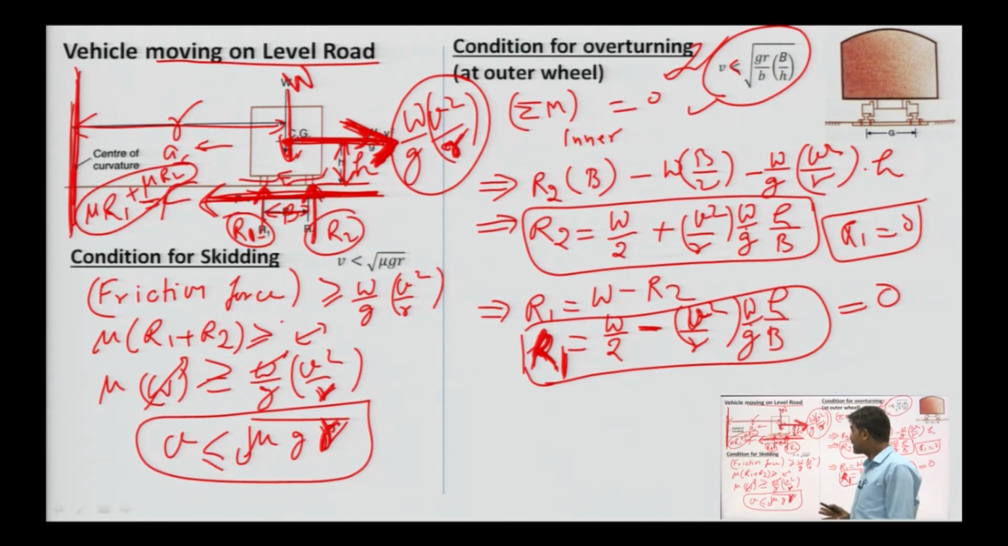So, what will be the design speed of the vehicle? The design speed of the vehicle should be free from skidding as well as overturning, because two conditions can be there. Therefore, it should be free from skidding as well as overturning, meaning the minimum of the velocity for skid and the velocity for overturning.